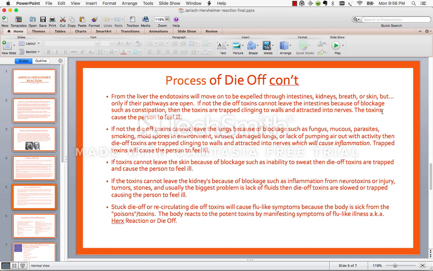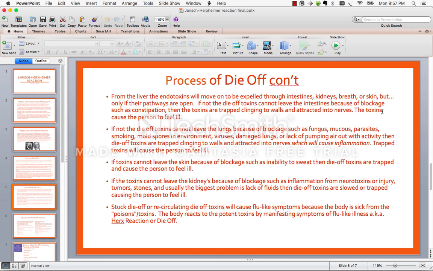If toxins cannot leave the skin because of a blockage, such as the inability to sweat, then the toxins are trapped into the skin. And the skin being the largest organ, it's not uncommon for us to see rashes or acne or different processes of the skin, like we call it a Bartonella rash, which looks like stretch marks, occur as well. And then the best thing to do in this case is get people to get into a hot tub of water with Epsom salts in it, or get them into infrared sauna to help them sweat out these toxins.